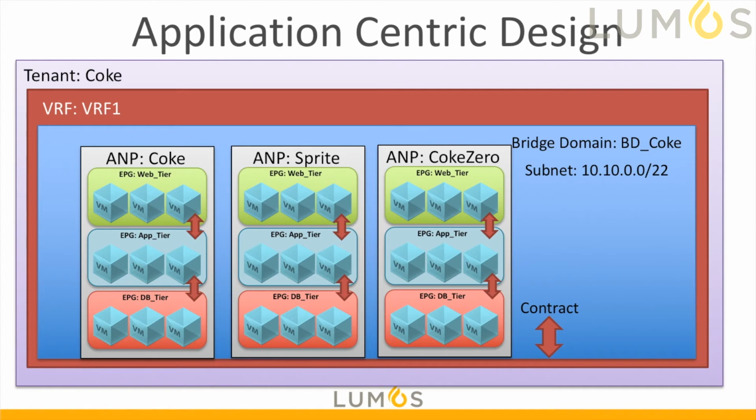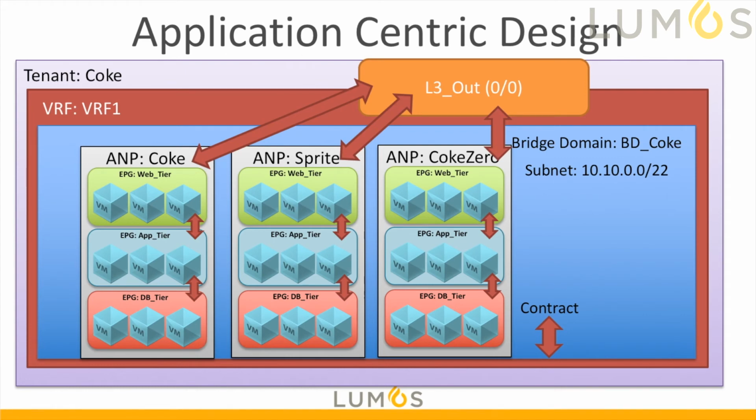So here's where the red lines come in. They represent our contracts. And here in between our web tier and our app tier of Coke, we may be using different ports than we're using between our Sprite app tier and web tier, right? And that may be different ports between our Coke 0 web and app tier or web and DB. These contracts could also go between the different application network profiles. So we can have a contract that allows, from our Coke DB to our Coke 0 DB, for example, however you want to break it up.